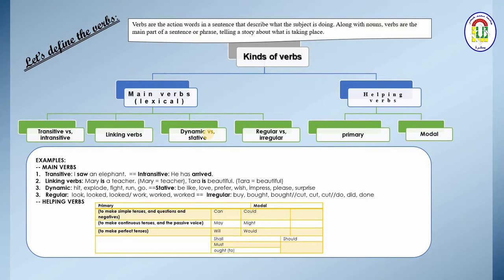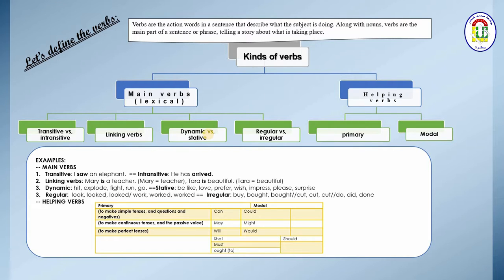We have also regular and irregular verbs. The difference between regular and irregular verbs is in terms of the rule of the past tense. In the past tense, normally we use -ed for the regular verbs, while irregular verbs do not take the -ed. Now, these are the main types under what is called the main verbs or lexical verbs. And we have what we call helping verbs.